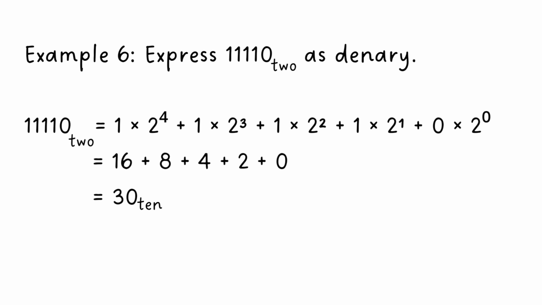So we have example 6, and example 6 says express 11110 base 2 as denary. Now we know that denary means base 10, so we are converting from base 2 to base 10. And so we have 1 times 2 raised to power 4 plus 1 times 2 raised to power 3 plus 1 times 2 raised to power 2 plus 1 times 2 raised to power 1 plus 0 times 2 raised to power 0, and then we have 16 plus 8 plus 4 plus 2 plus 0, and then our final answer is 30 to base 10.